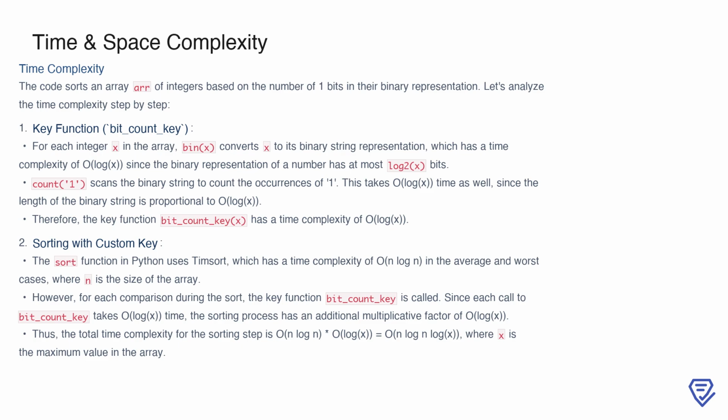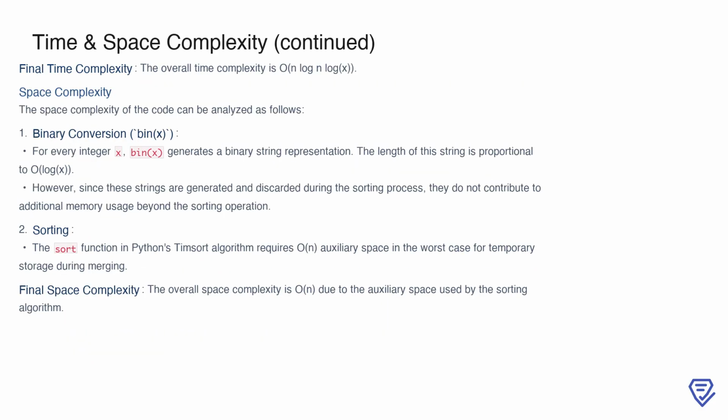Now, the sorting step uses Python's timsort algorithm, which has a base time complexity of n log n for an array of size n. Since the custom key function is called during each comparison, the sorting process introduces an additional log x factor for each element. As a result, the total time complexity for sorting becomes n log n * log x, which simplifies to n log x, where x represents the maximum value in the array. The final time complexity for the entire process is therefore n log x.